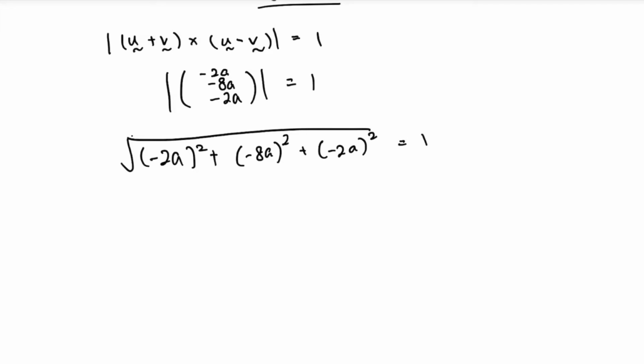Right, there are two ways of doing this now. You can either square the whole thing or you can just go ahead and solve inside first. If you square both sides, you'll be left with, if you add everything up, 72a squared, which is equivalent to 1 squared. So 1 squared is still going to be 1, so you're left with a squared equals 1 over 72.